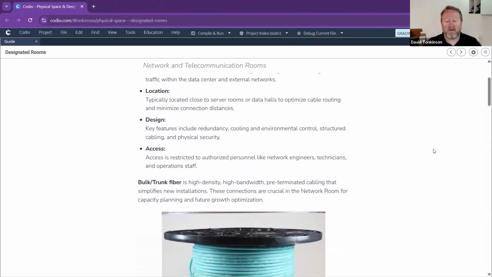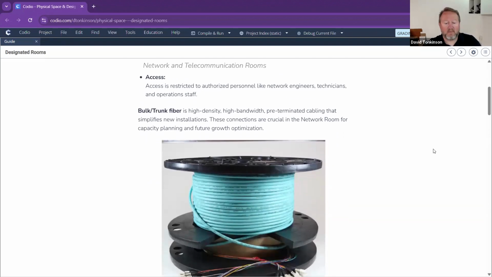Now remember the key features include redundancy, cooling and environment control, structured cabling, and physical security. We don't want someone to come into our telecoms room with a big axe and wreck our lives, do we? In terms of access for that particular room, yes, they are heavily restricted. Authorized personnel only are normally allowed in there: network engineers, technicians, and operations staff.